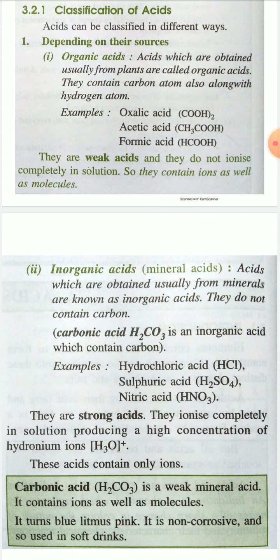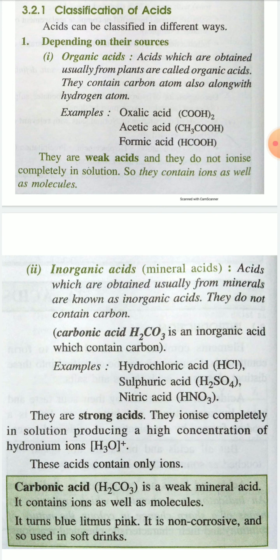Now inorganic acid or mineral acids. Inorganic acids are also called mineral acids. Acids which are obtained usually from minerals are known as inorganic acids. They do not contain carbon. Carbonic acid is a mineral acid, but it contains carbon atom. So carbonic acid formula is H2CO3. Generally, inorganic acids do not contain a carbon atom.